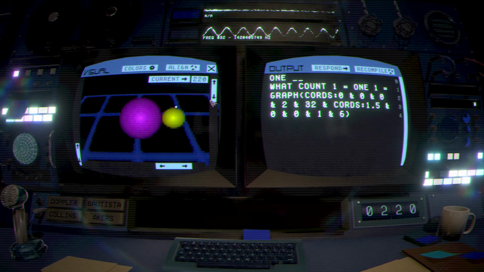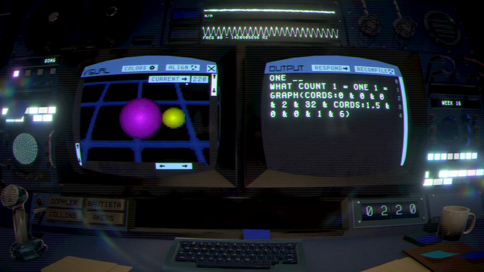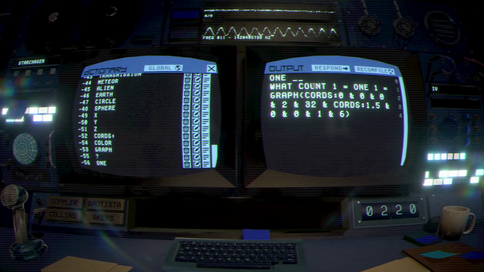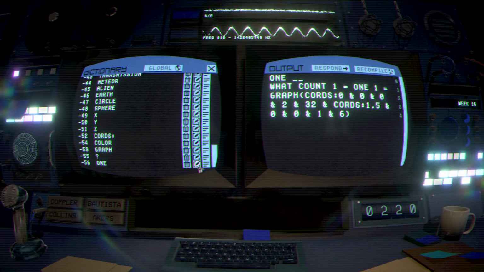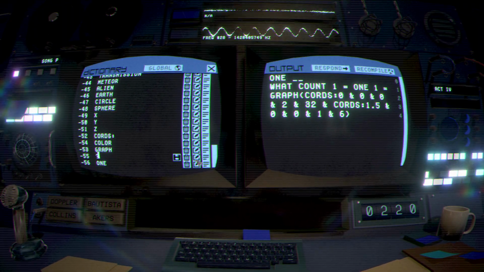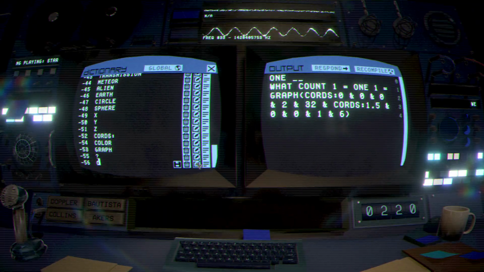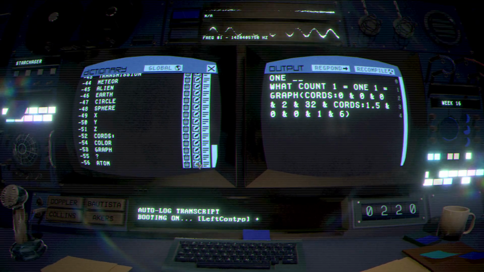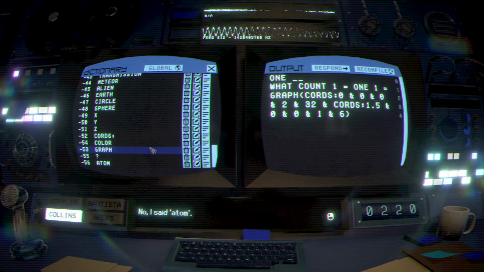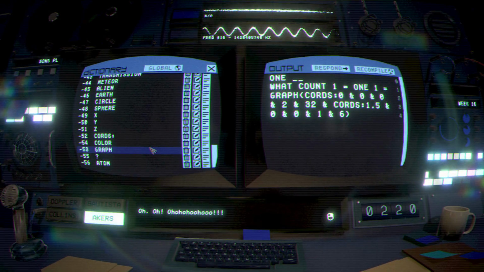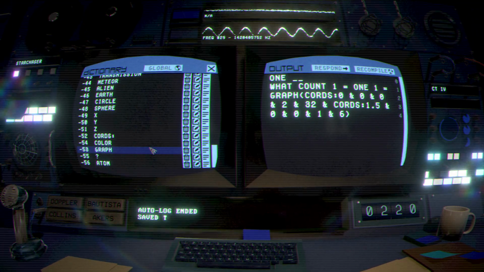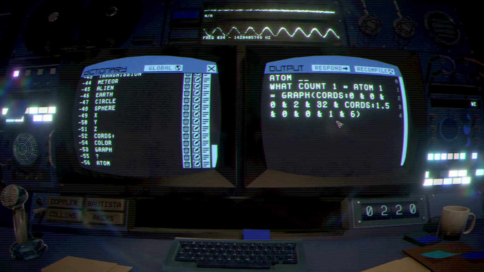I wonder if this is an atom or a molecule. Let's see. Atom. Dictionary. Oh, we can talk about atoms with aliens. We can talk about the real world. Does that make sense here? So an atom.